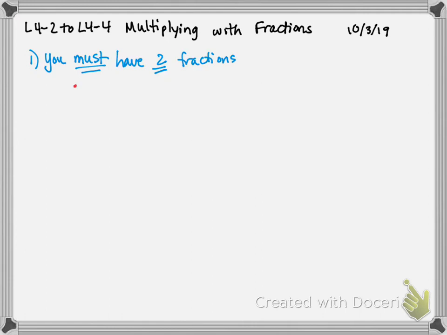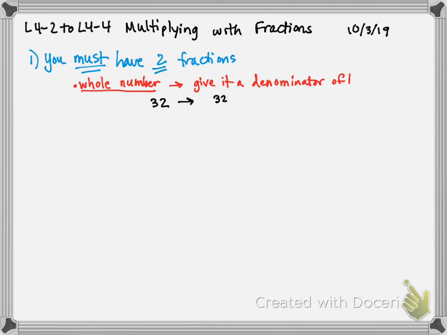What if you have a whole number? How do you turn it into a fraction? It's the easiest thing in the universe. If you have a whole number, you just give it a denominator of 1. So for example, if we have 32 and we want to create a fraction out of it, we just put 32 over 1. And there's your fraction.